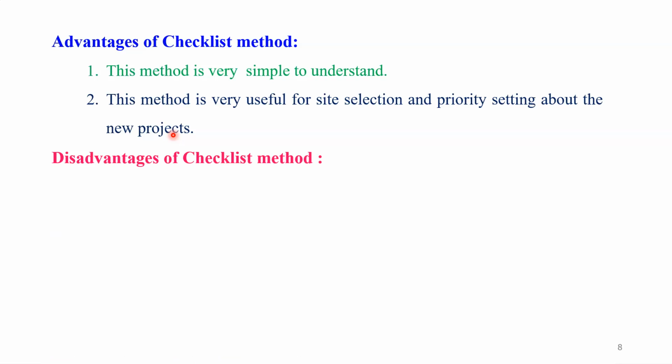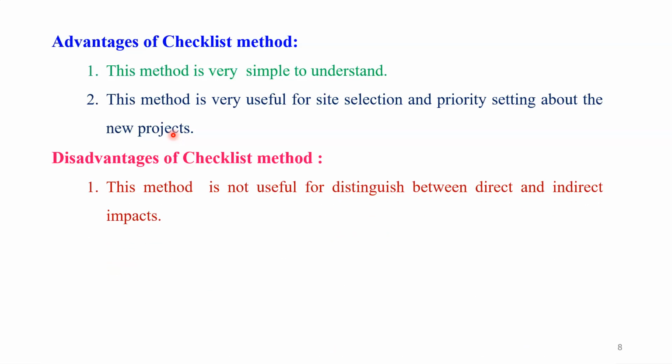But see, there are some disadvantages of the checklist method. Let us see the first. This method is not useful for distinguishing between direct and indirect impact. So this is really a drawback of this method.